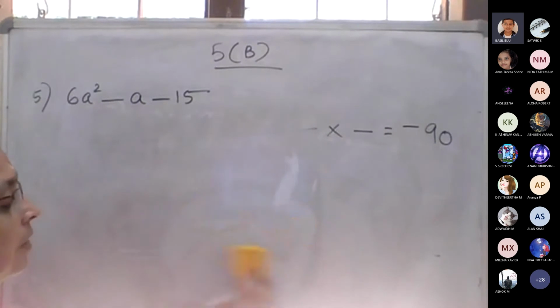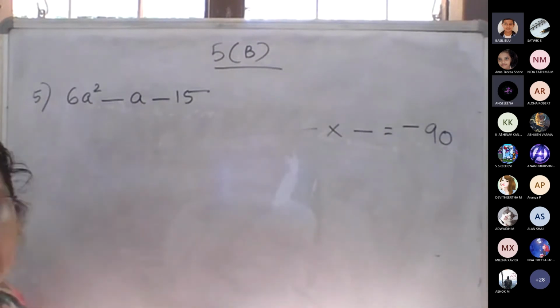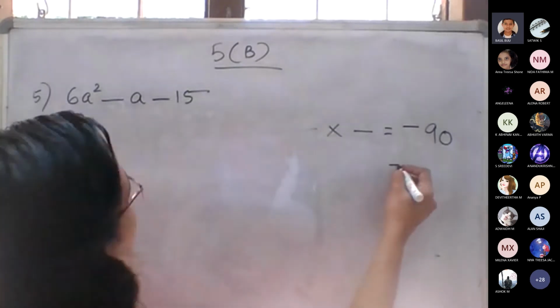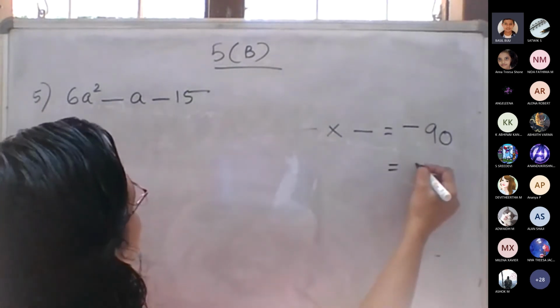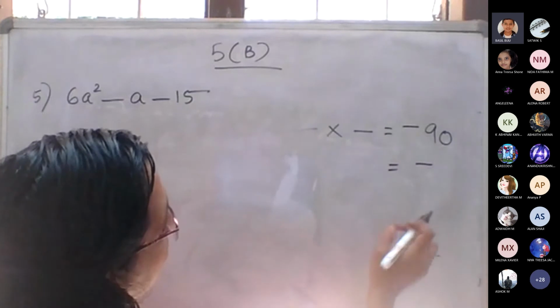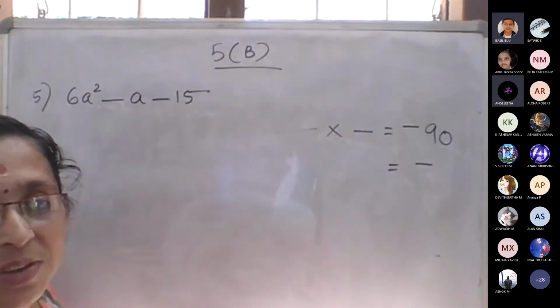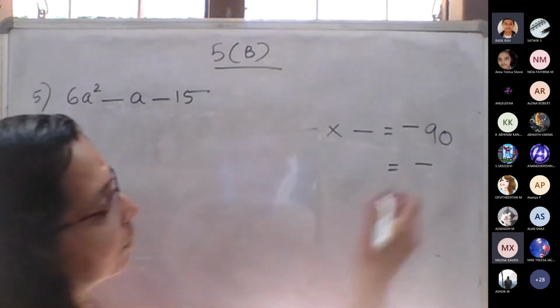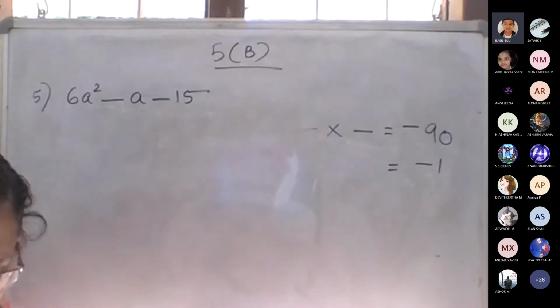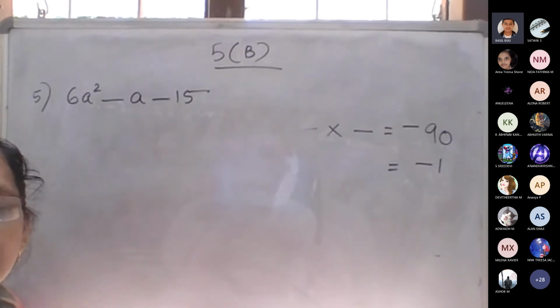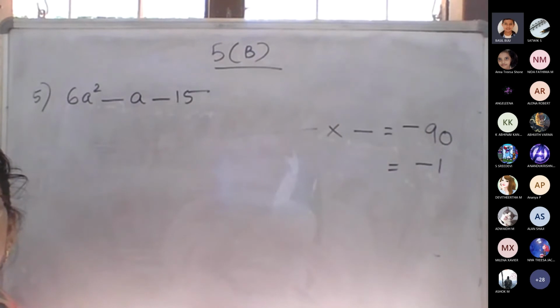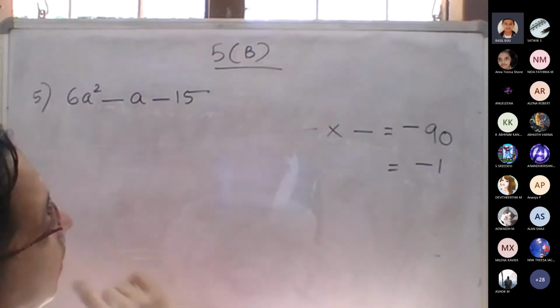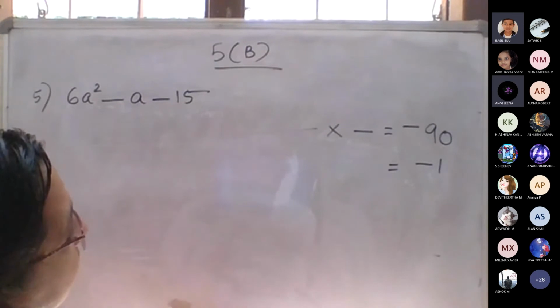Anna got it. Then others, tell me. Dash into dash, add or subtract? We want to get it as negative 1, not negative a. Negative 1. Then 9 into negative 10 is equal to negative 90.